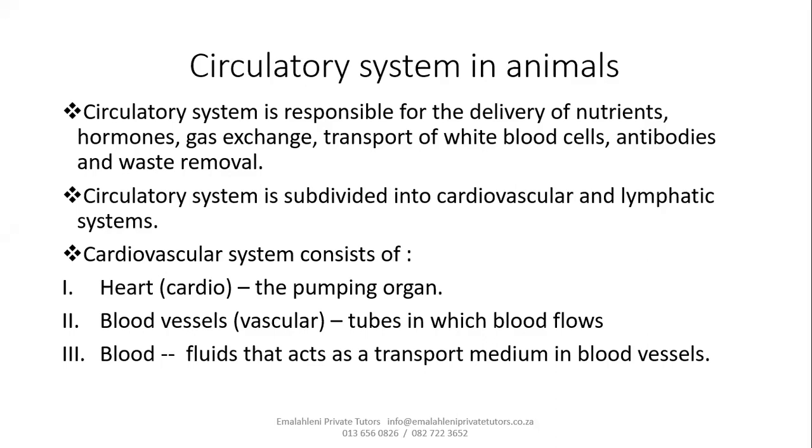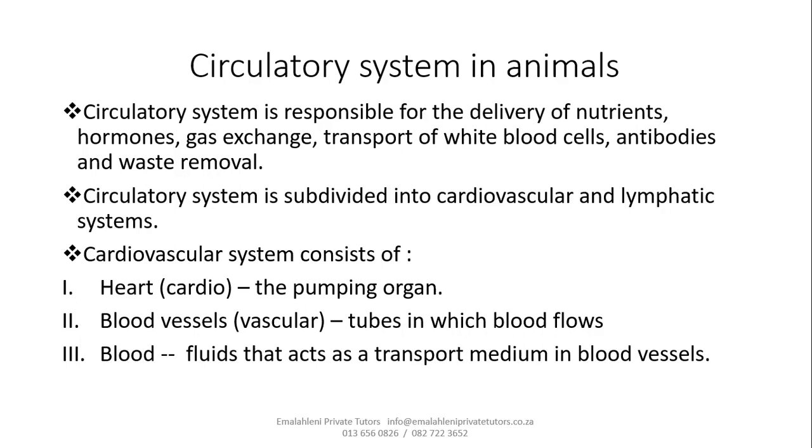So it's responsible, like I said, for delivery of nutrients, gaseous exchange, transport of white blood cells, antibodies, and also removal of waste. Now, the circulatory system is subdivided into two: the cardiovascular system and the lymphatic system. Now, the cardiovascular system consists of the heart, which is our cardio, the pumping organ. It will be pumping blood. Then we have the blood vessels, which we refer to as the vascular. Those are the tubes in which blood flows.